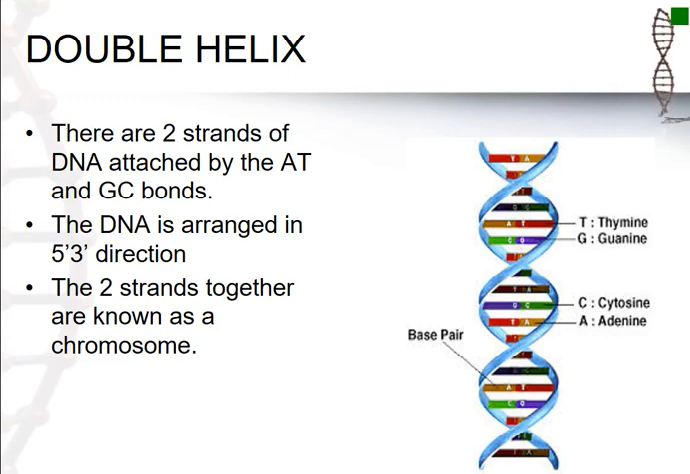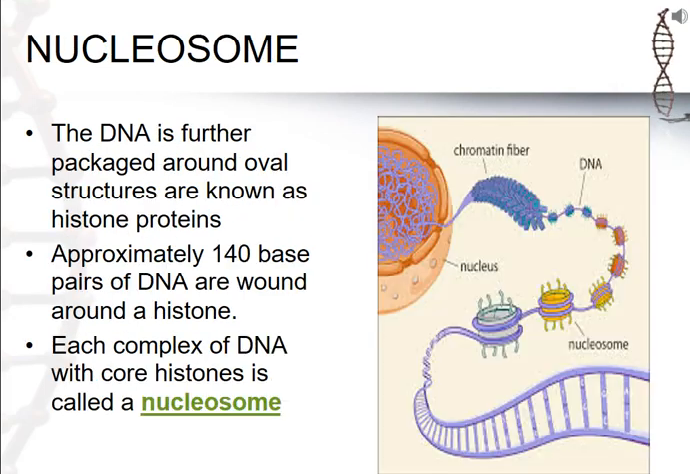The DNA is held in a double helix, 5' to 3' and 3' to 5', and where there is a thymine, it attaches to the adenine, and a guanine to a cytosine. And these 2 strands together are known as the chromosome.